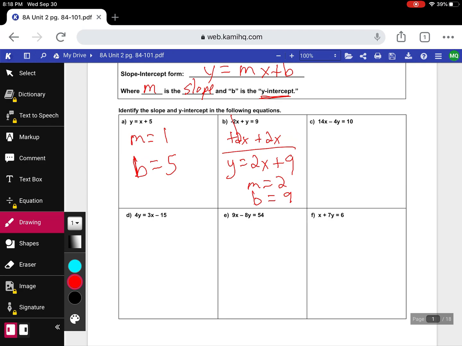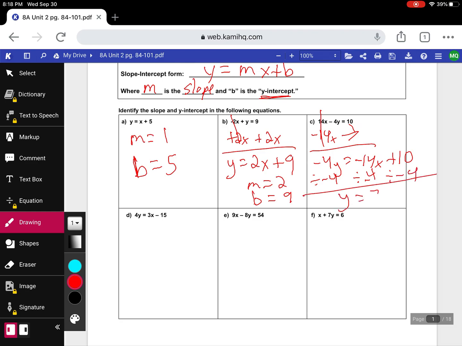Okay? 14x minus 4y equals 10. Well, we've got to get y by itself, and we have to move that 14x over first. You guys have done this before. Remember, we want our x term before our constant. So I'm going to do negative 4y equals negative 14x plus 10. Then I'm going to divide everything by negative 4.